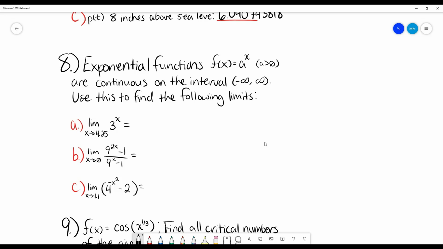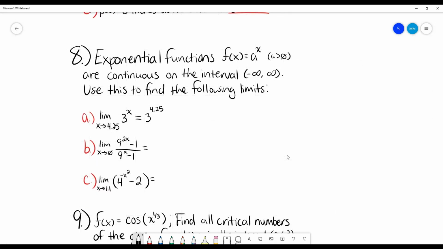And if it's continuous, that means that the limit is just whatever it plugs in, right? Because there's no jump, there's no holes, there's no discontinuities. So it's just whatever it plugs in as. So it's just 3 to the x. And it's just that. That's all I have to write.